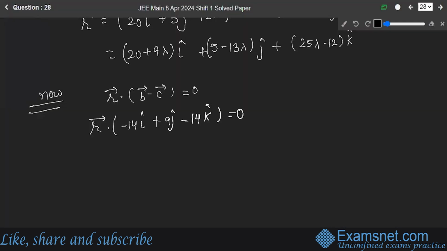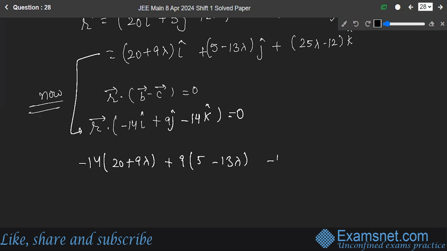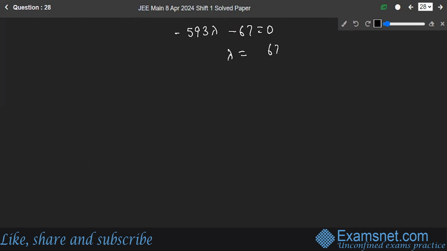So what you have to find out is this. First, let's dot multiply these two vectors, right? This will give you minus 14 times (20 plus 9 lambda), plus 9 times (5 minus 13 lambda), minus 14 times (25 lambda minus 12), equal to 0. On solving, this will give you minus 593 lambda minus 67 equal to 0, or lambda will be equal to minus 67 upon 593.